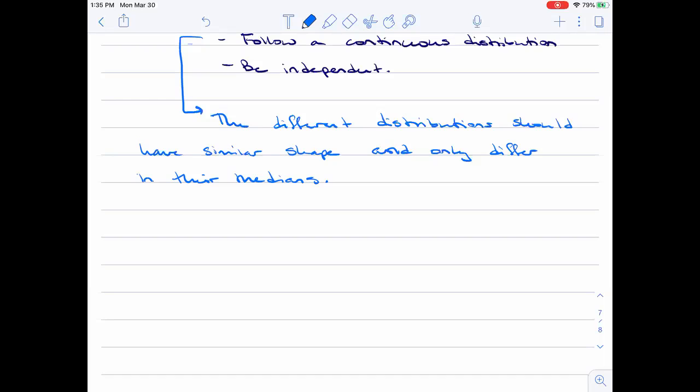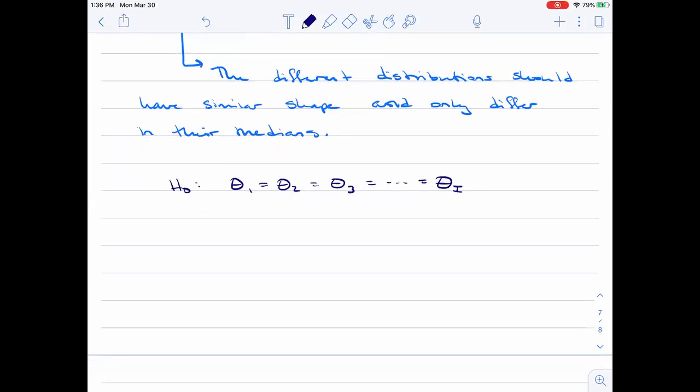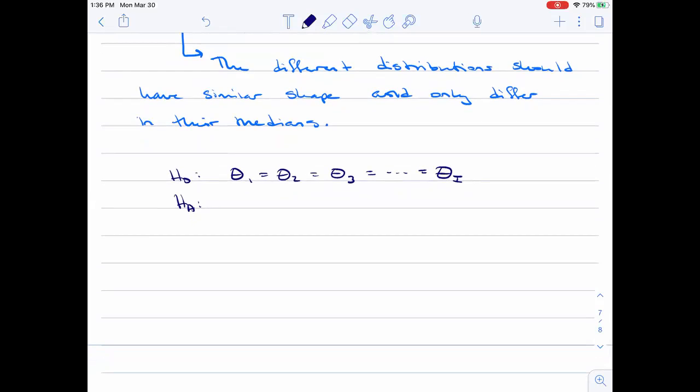So the Kruskal-Wallis test has a null hypothesis very similar to the Wilcoxon Mann-Whitney test, where you're just testing if theta 1 is equal to theta 2 is equal to theta 3, all the way up to theta I, if you have I different groups. And the alternative hypothesis, HA, is that at least 2 theta i's are different from each other.